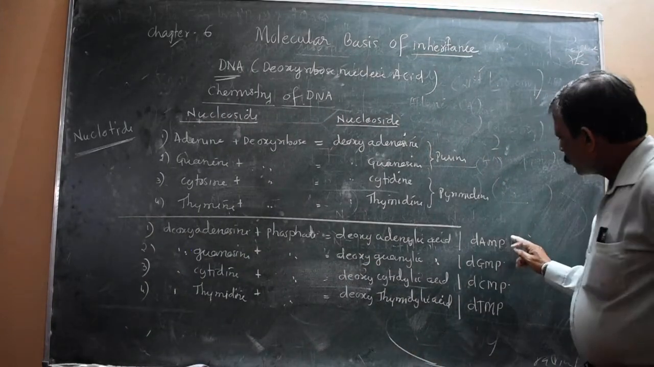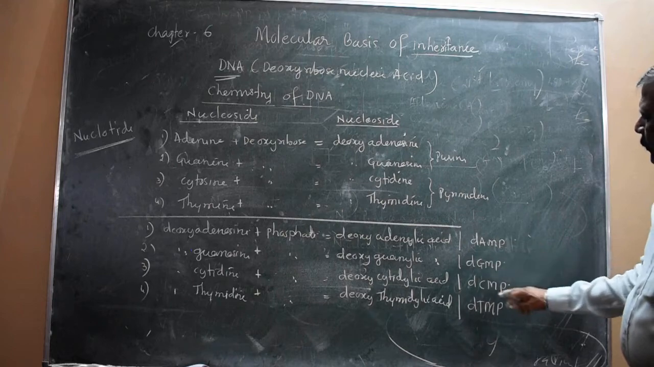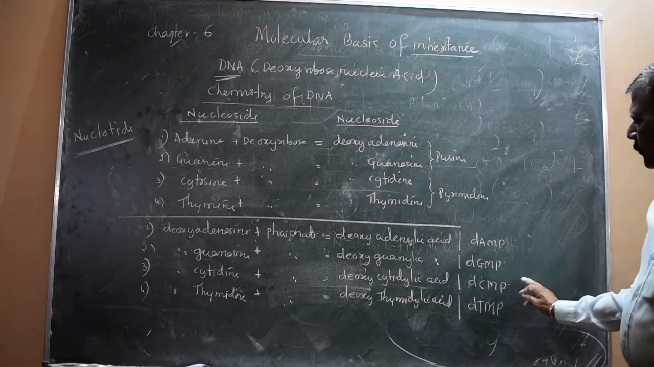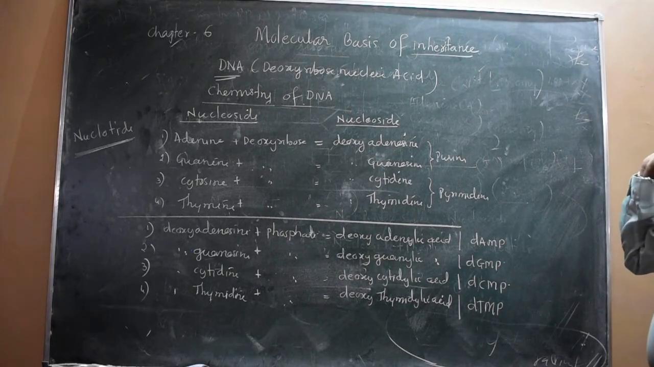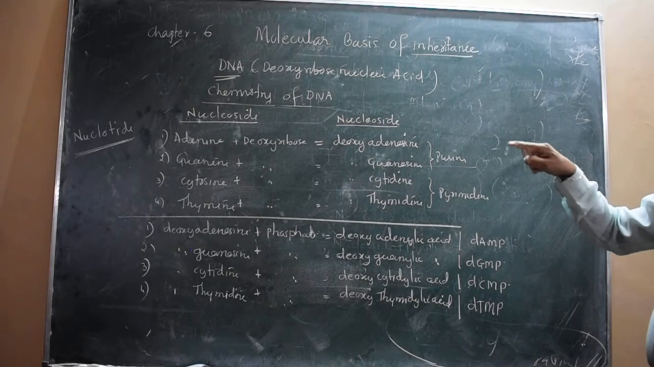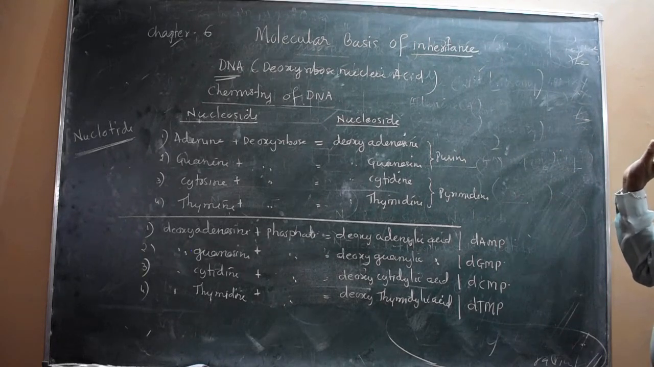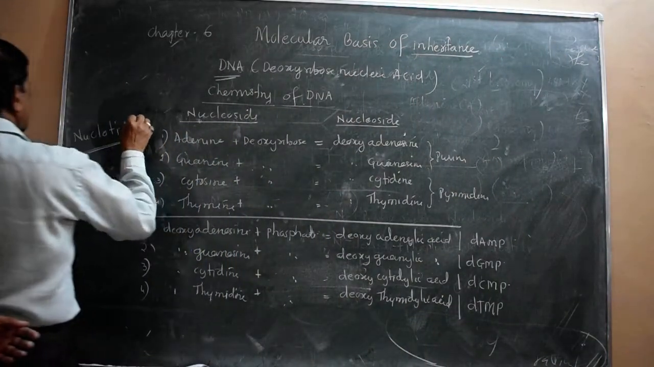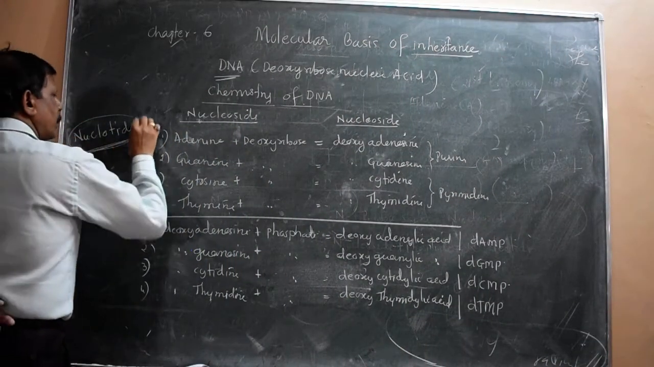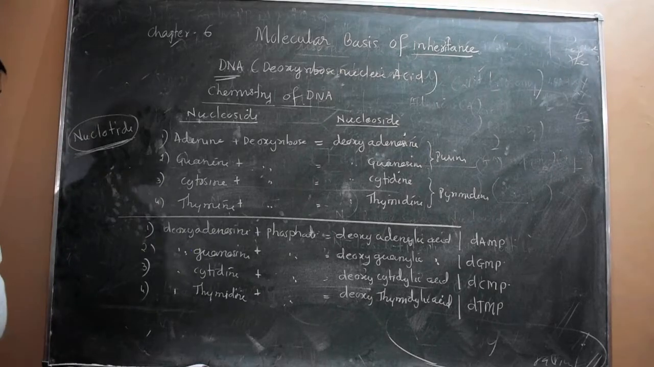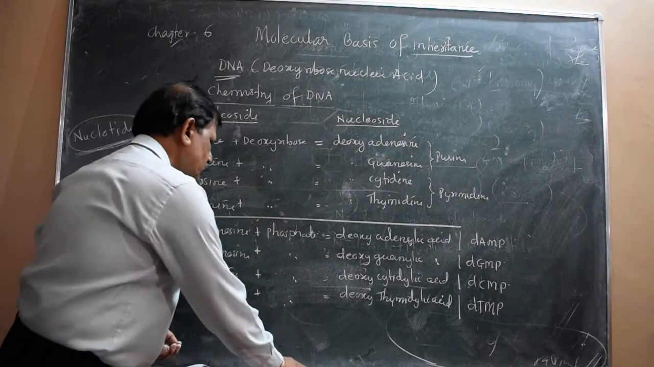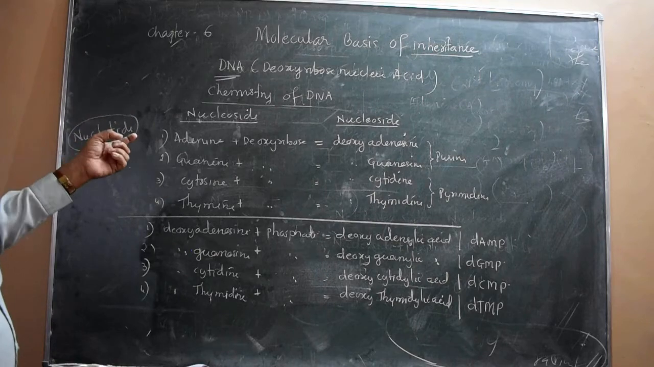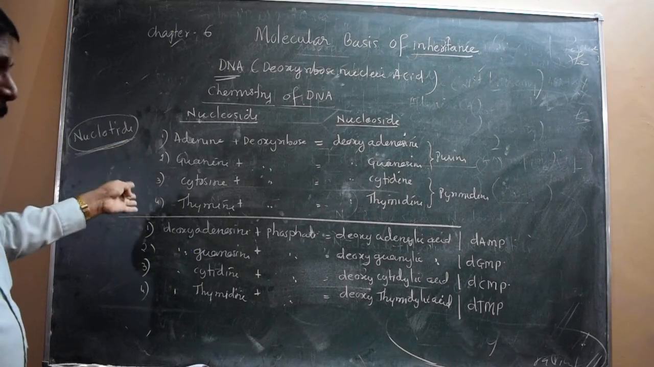You can write it in the short form also: dAMP, dGMP, dCMP, and dTMP. So these are the nucleosides and the nucleotides. Understood now? In this way, the nucleotides are the monomers of DNA, or the structural and functional unit of the DNA. So this is about the chemical component of the DNA.